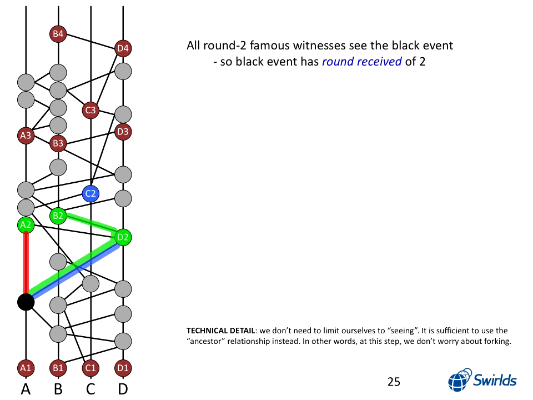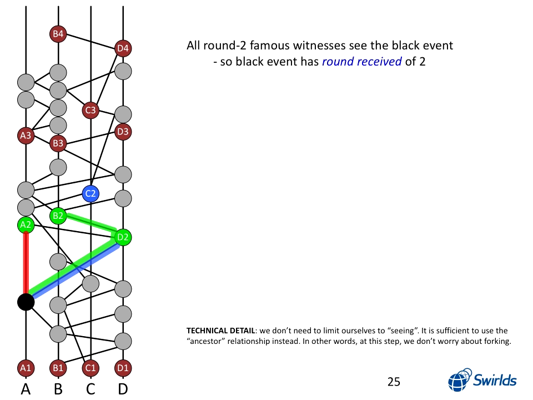Now, if it hadn't been visible in round 2, we'd have to look up at round 3 and ask, if A3, B3, C3, D3, whichever of those are famous, can all the famous ones see it? But we don't have to do that, because in this particular case, in round 2, all the famous events can see it. So the first round where all the famous events can see it is its received round. We're going to say that the black event was received in round 2, meaning the community as a whole received it in round 2.